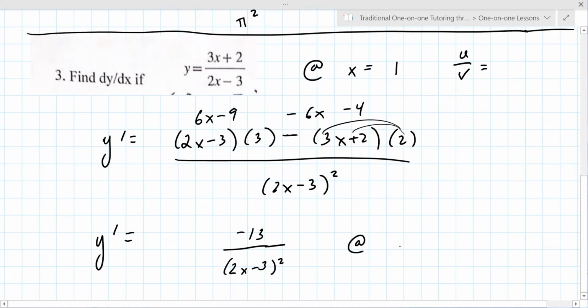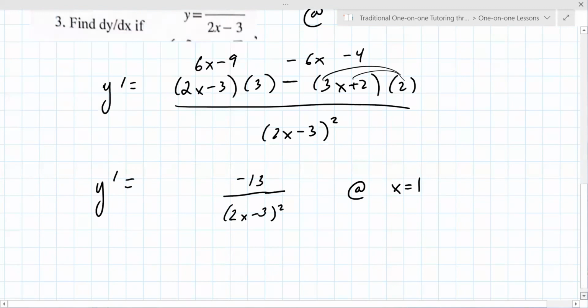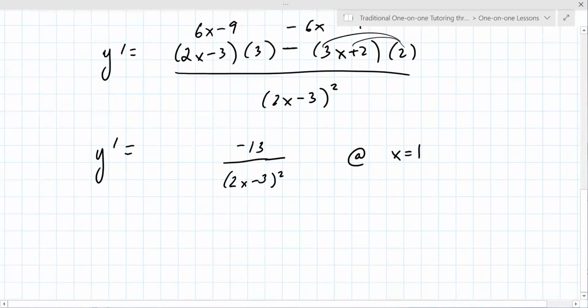Oh, and then you just plug in the 1. So then negative 13 over 2 times 1 minus 3, all squared. 13 over 2 minus 3 squared. That's negative 1. Negative 13. Yep. Okay.